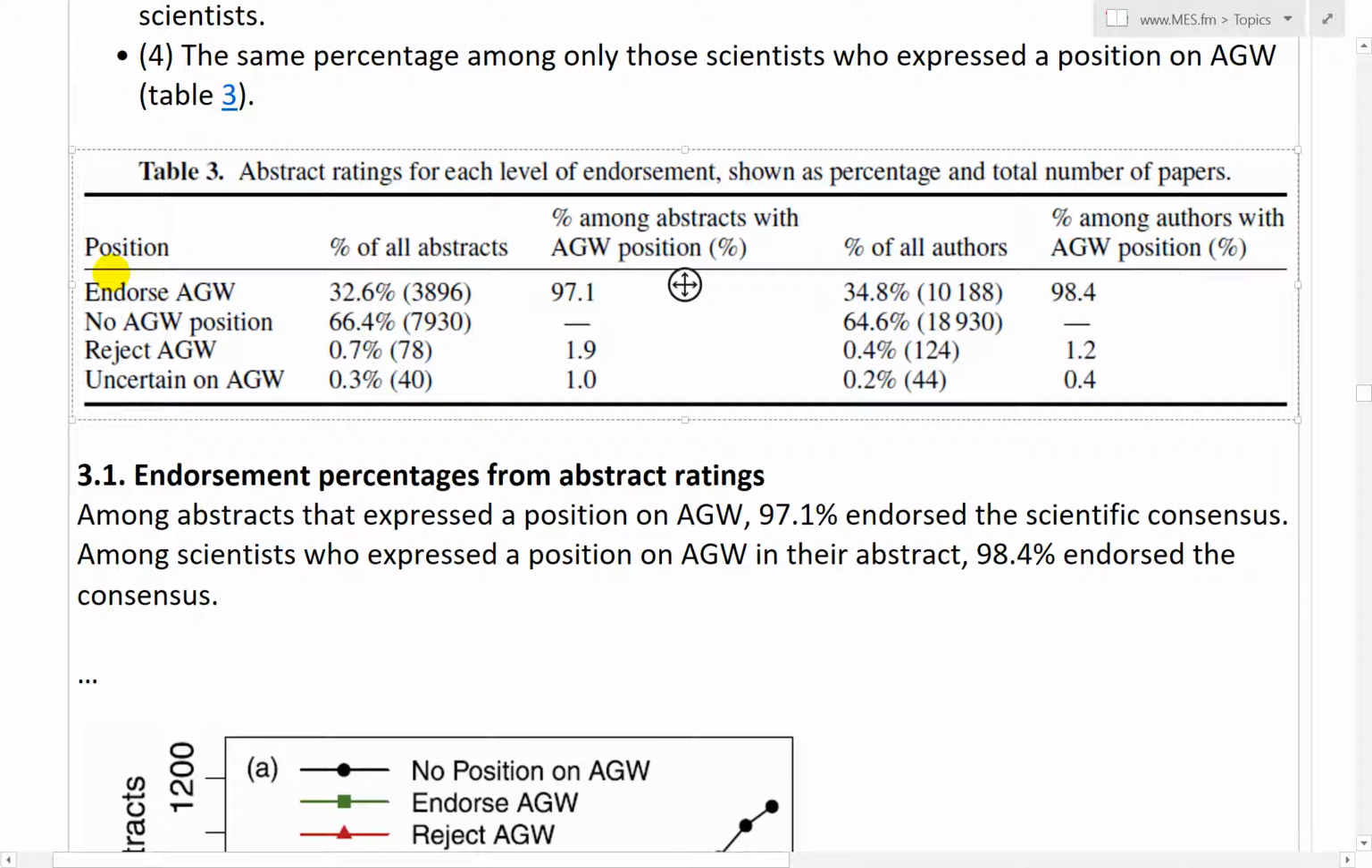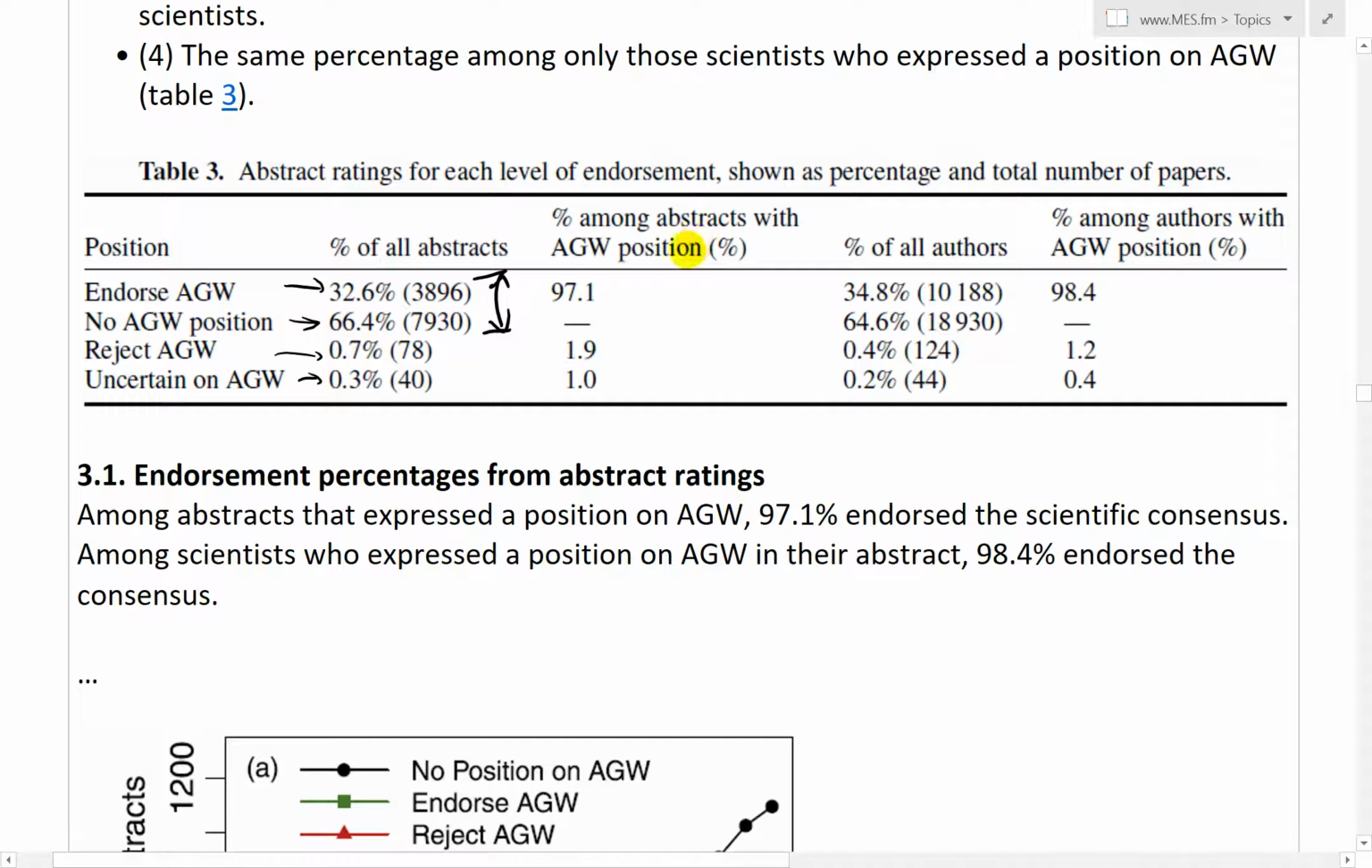So abstract ratings for each level of endorsement are shown as percentage and total number of papers. Endorsing AGW, right here, of the total papers, 32% endorsed. No position was 66% according to those, quote, independent raters or interns. And then these are the amount of papers rejecting and then uncertain. Again, my view is these ones are the only ones that are experts in some way on climate change, whereas the vast majority of these are just people writing with that assumption for grant money, funding, and otherwise.